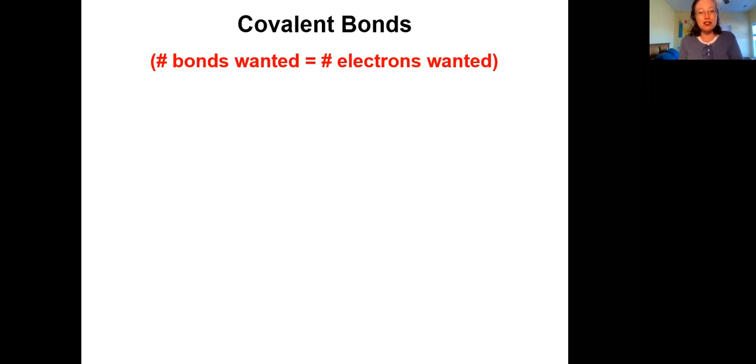The number of electrons they need to be stable will equal their charge when they are in ionic bonds, and the nonmetals and metalloids, when they're with other nonmetals and metalloids, they are going to have that number of covalent bonds based on how many electrons they need to be stable.